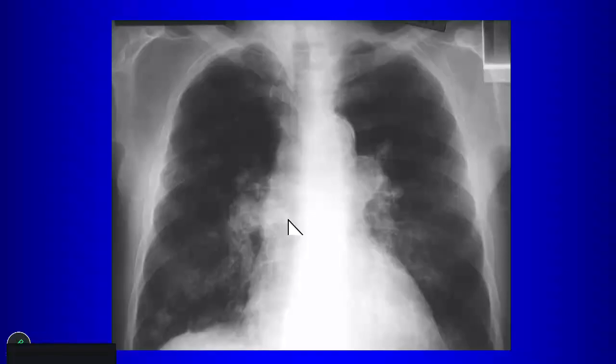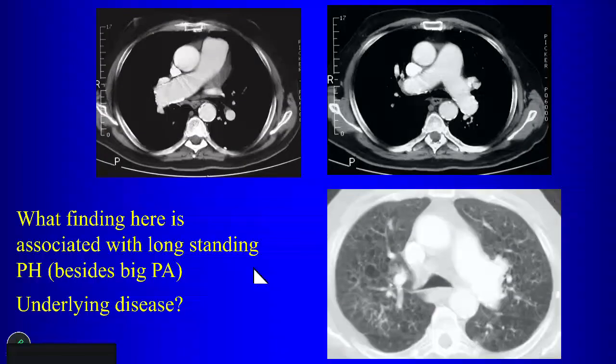So this particular patient has very large central pulmonary arteries, so we're thinking about pulmonary hypertension. What finding here on the CT scan is associated with long-standing pulmonary hypertension besides the big pulmonary arteries? Emphysema. The emphysema is the cause. So this patient, the cause, that's the answer to the second question. The cause is emphysema. But what's the finding that tells you the patient has long-standing pulmonary hypertension?